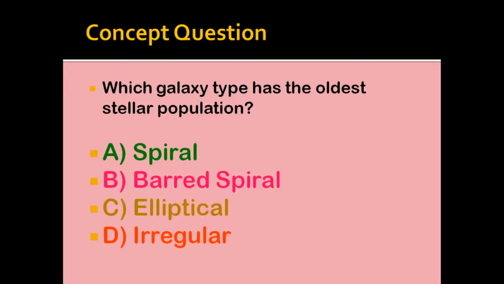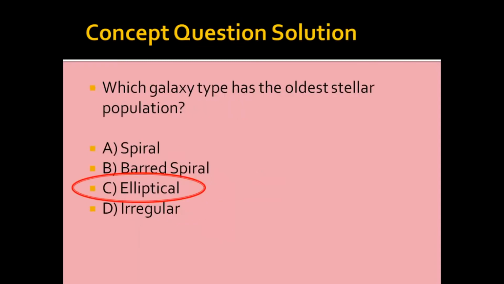Okay, so what did you decide? Which galaxy type has the oldest stellar population? Alright, those elliptical galaxies have the oldest stellar population. They're reddish in color. There's no new star formation going on, so no blue stars, no young hot stars. They're all old red dead stars, those elliptical galaxies. So they contain the oldest stellar populations. So hopefully you got that right.